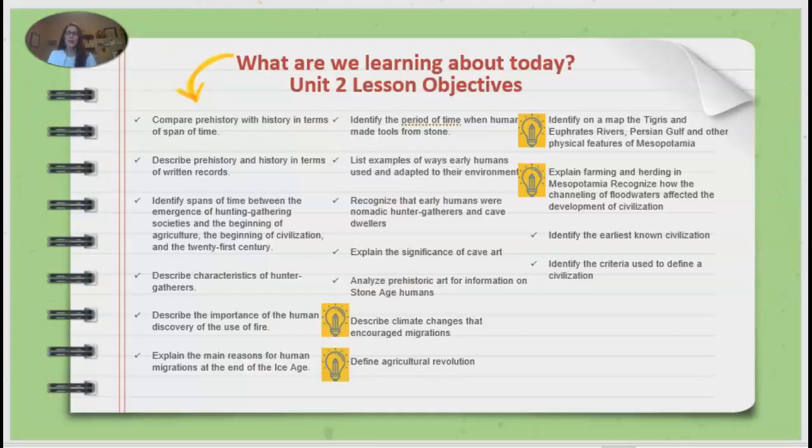Our lesson objectives would be to describe climate changes that encourage migrations, define agricultural revolution, identify on a map the Tigris and Euphrates rivers, Persian Gulf, and other physical features of Mesopotamia, explain farming and herding in Mesopotamia, and recognize how the channeling of floodwaters affected the development of civilization. We're going to talk a little bit about this in tomorrow's lesson as well, and just touch briefly on it for today's lesson.